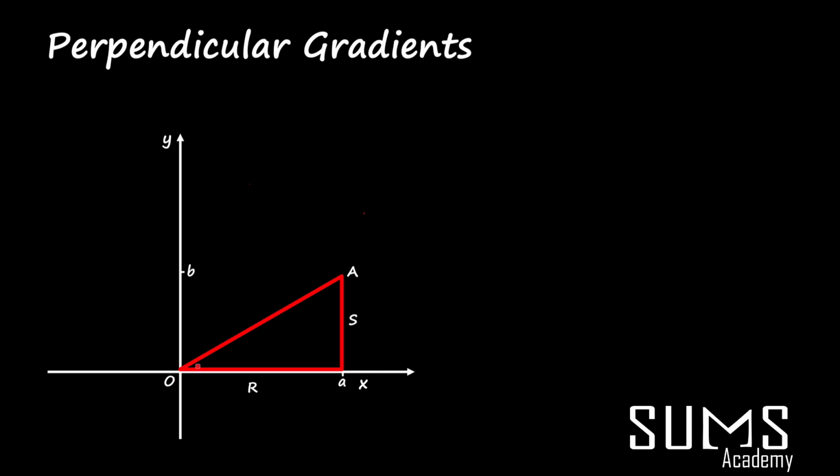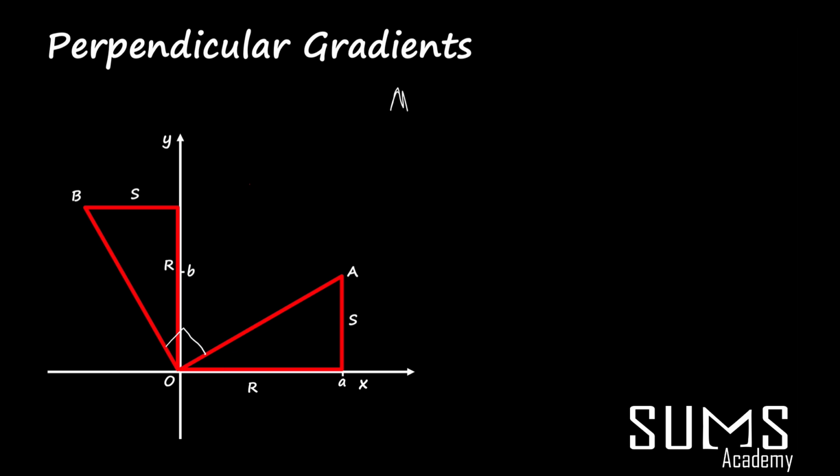To prove the relationship between the two lines, we're going to take this triangle here, where we're interested in the gradient of the line OA, and rotate it by 90 degrees. So these two lines are now perpendicular to each other. I'm going to work out the gradients for both of these, and then we'll see what the relationship is between them. We'll first work out the gradient for this line OA.